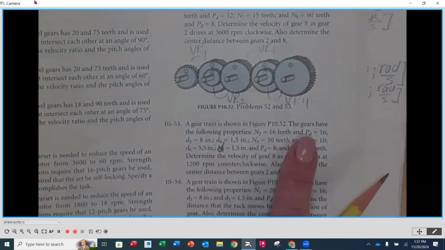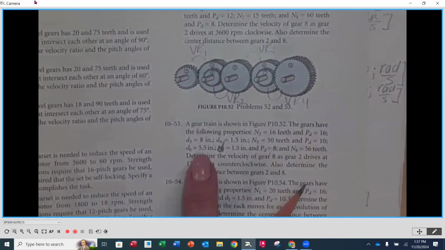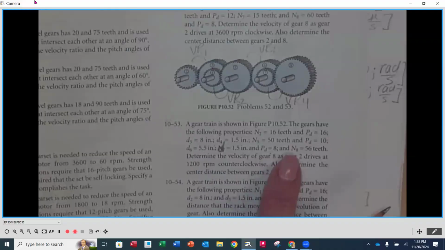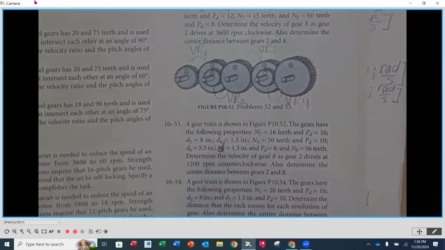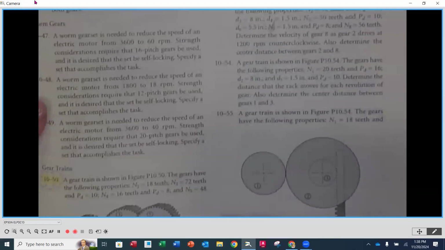So we have pitch diameter for number 3, but we'll have to calculate it for number 2. Then we're given pitch diameter for number 4. We'll have to calculate it for number 5. And then you'll notice we have it for number 6. We have it for number 7. And then for number 8, we'll have to calculate it. It says in the problem, N7 is equal to 1.5 inches. That should be D7. So the pitch diameter 7 is 1.5 inches because the units are in inches. So that's going to be a pitch diameter. So let's go ahead and find out any of the unknown pitch diameters that we need.